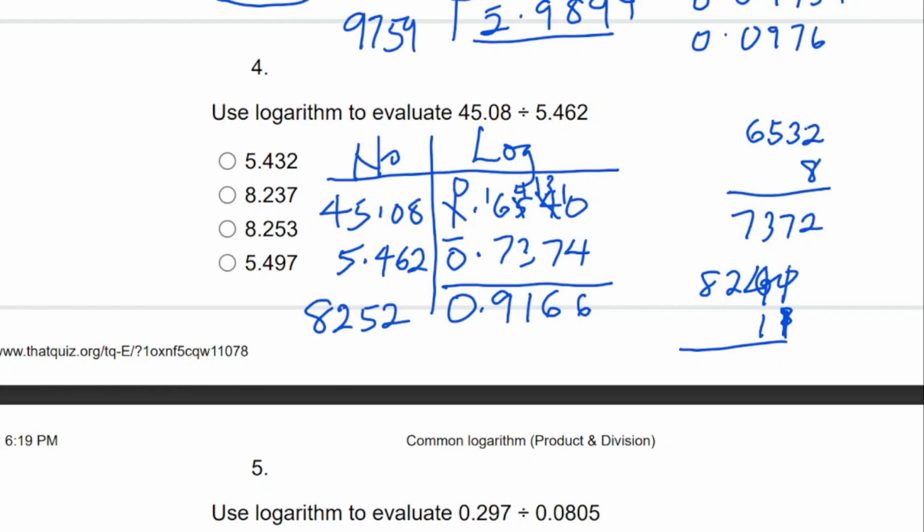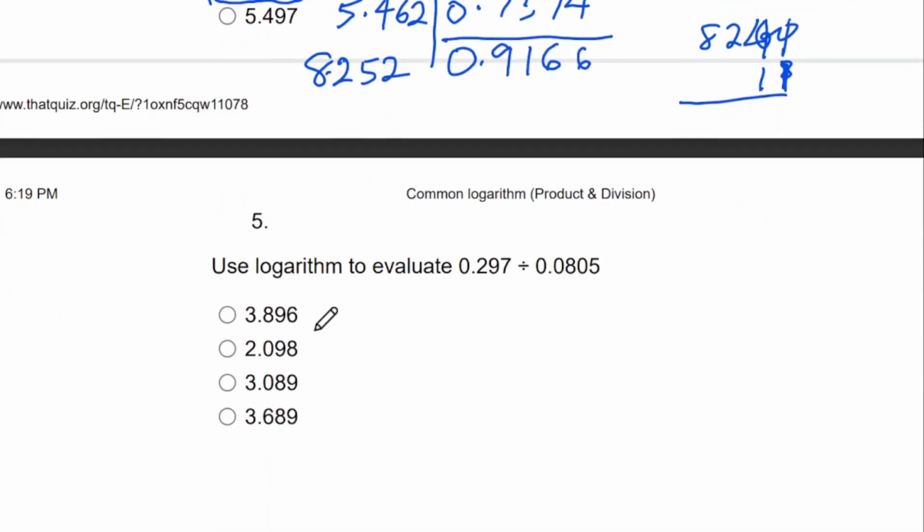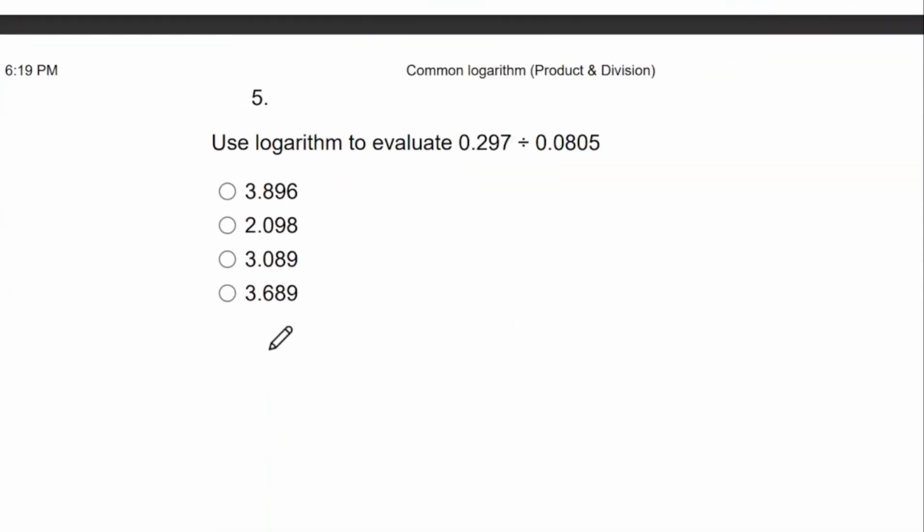So we have 0 here. We add 1 to 0. That gives we count 1. So that is 8.252, 8.253. That is the answer to that one. The last question we have here is question 5. This is also under division. So we have number and log.